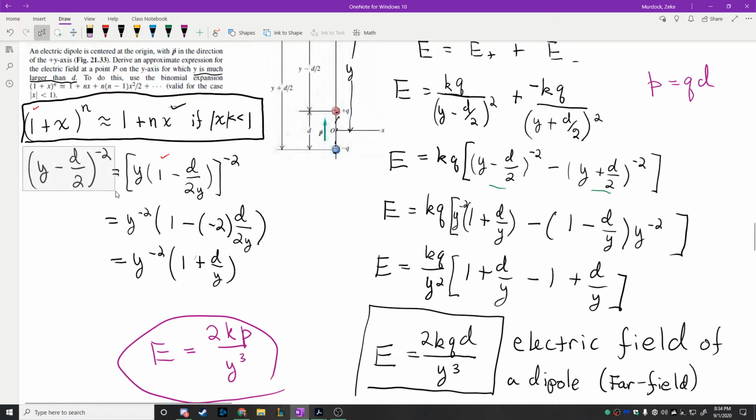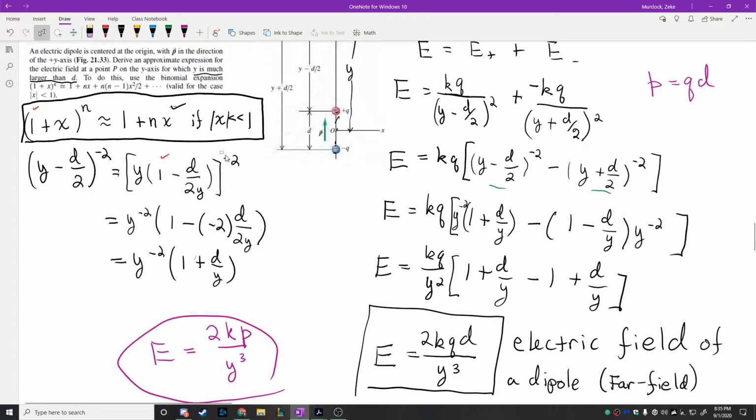Our starting point is (y minus d over 2) to the negative 2. The first thing we do is we factor y out. You can check that if I multiply y back into here, it reproduces this right here. Right? This becomes y to the negative 2, but we also have an expression (1 minus d over 2y) to the negative 2 power.